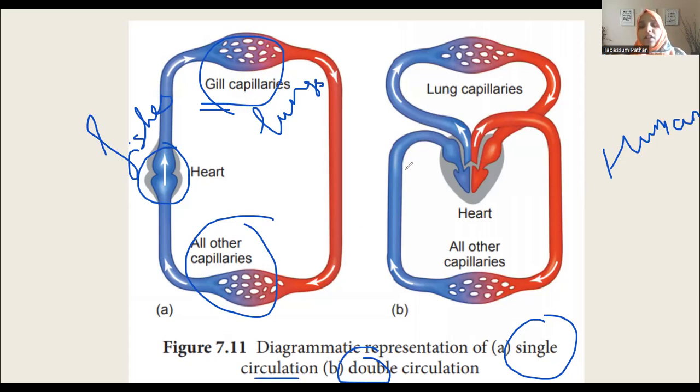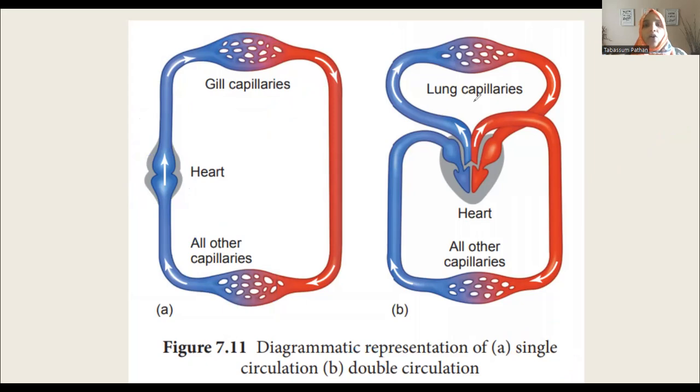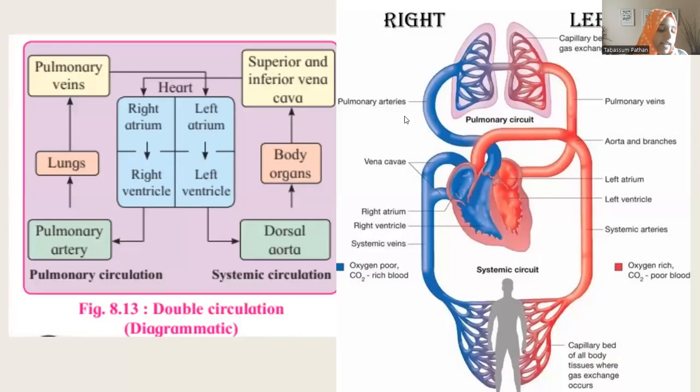Whereas in humans and in mammals, what happens? The blood runs twice. The blood passes through the heart twice. How twice, we will see in the next slide. So that is how the name double circulation. Now, discussing in detail the double circulation. The single circulation doesn't have much detail. It's just that the blood is passing through the heart only once during each cycle.